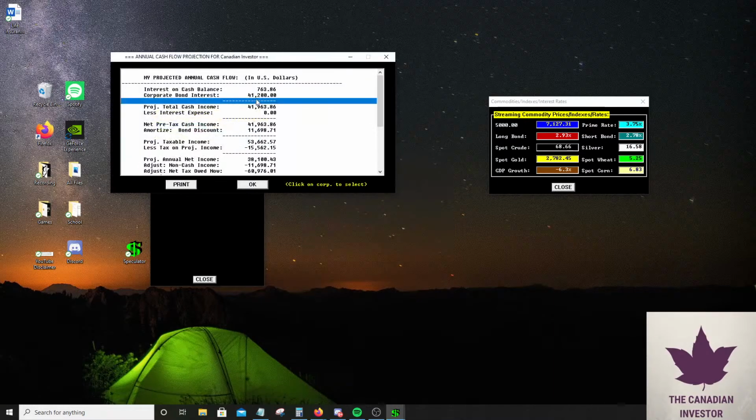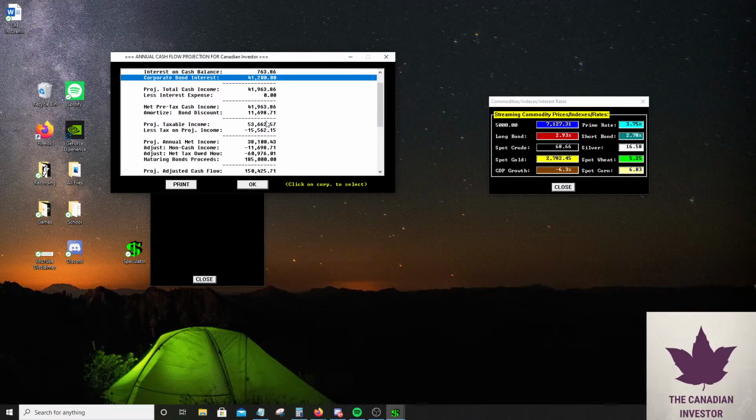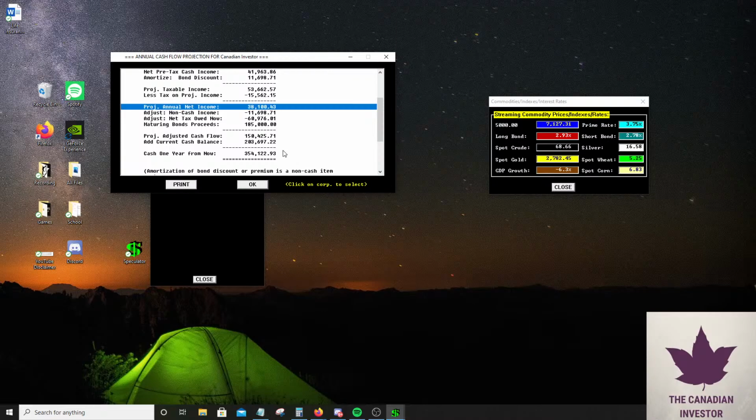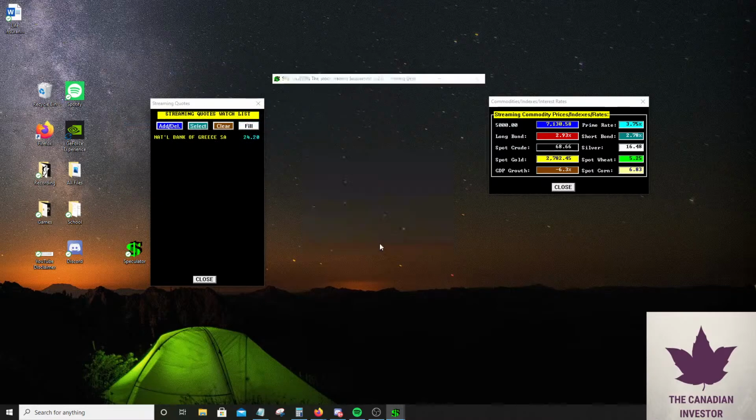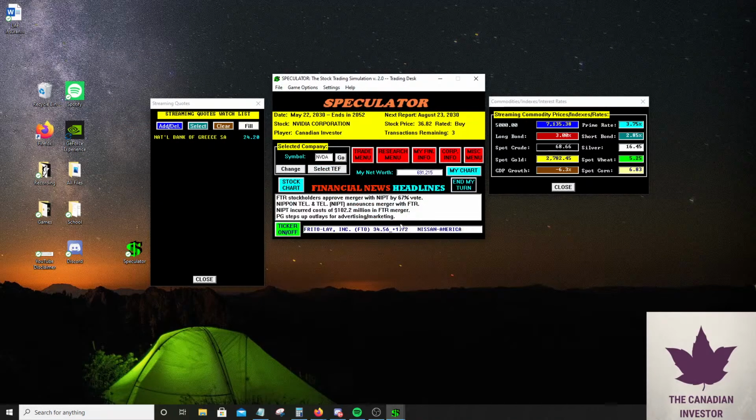So now our cash flow, we're making $41,000 a year, and then with the bond discount, we're getting 53,000, and minus that tax, we're making about 38,000. And we're going to have about 185,000 of that coming due soon. So I'm going to use that towards rolling back into maybe some more junk. I think it'll be interesting to operate a bit of a junk bond portfolio, even though they're potentially more high risk.